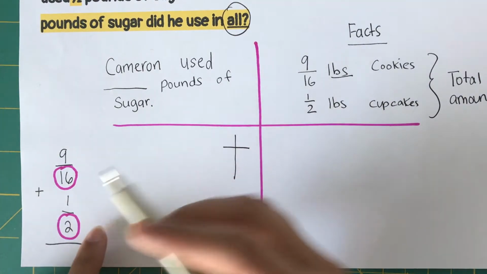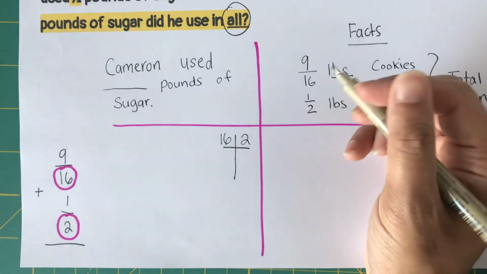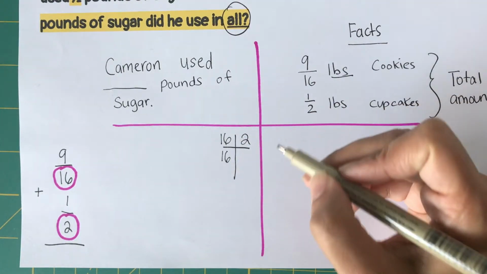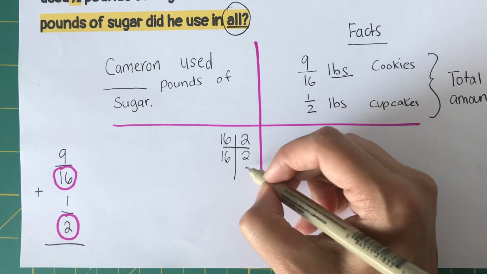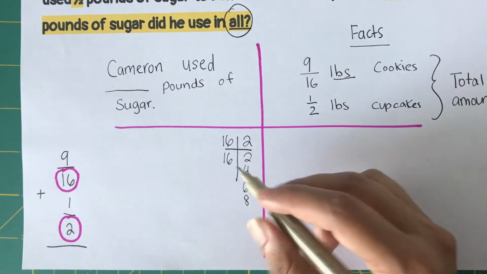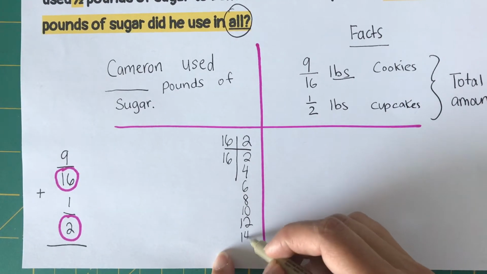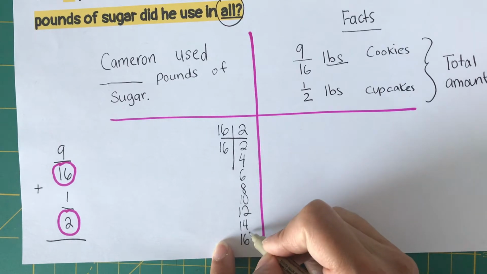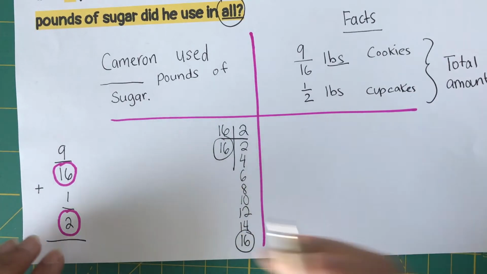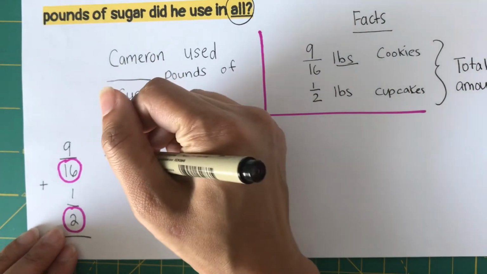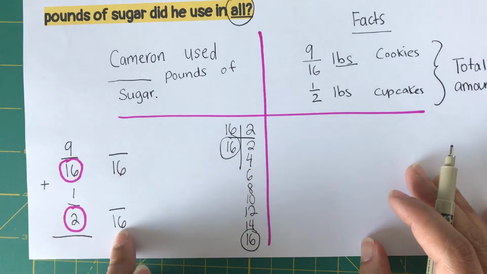So we're going to write 16. We're going to write 2. And then we're going to find the multiples, the least common multiple. So this is 16. Let's go ahead and move our 2 all the way over. 2, 4, 6, 8, 10, 12, 14, 16. So we have our common denominator. We'll go ahead and change our denominators now. So that is my new denominator.